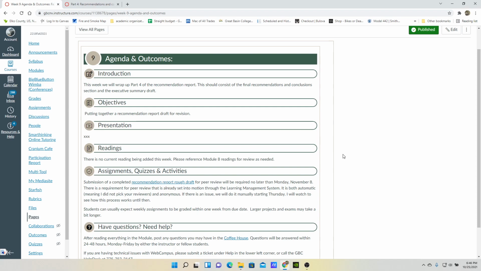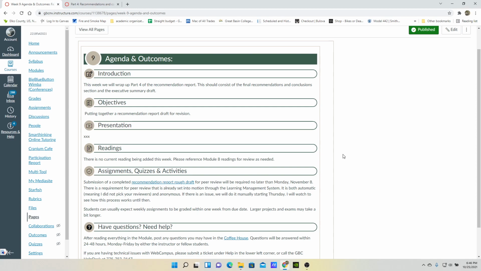Basically, we're putting together the recommendation report draft for revision. So if you're thinking, I don't know what this looks like, I'm afraid I'm going to lose points, there aren't points to lose here. This is to get it all together and to get it peer reviewed. Again, that will be anonymous peer review, so your name will not be on the top of it. I don't think it should be a problem for anyone, but let me know if there's an actual issue with that.